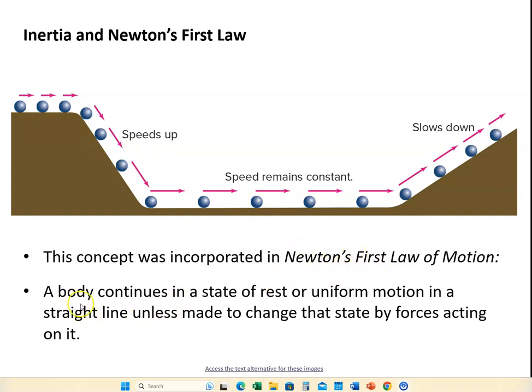All right, so a body continues in straight line, uniform motion unless it's made to change by a force. During this time it's moving in a straight line and it's accelerating. This is the first time we're using that word. Acceleration is the change in velocity. So this is a positive acceleration. Over on this side of the incline, the ball is going slower and slower. So that's a negative acceleration. Anytime you hit the gas in your car, you're speeding up.